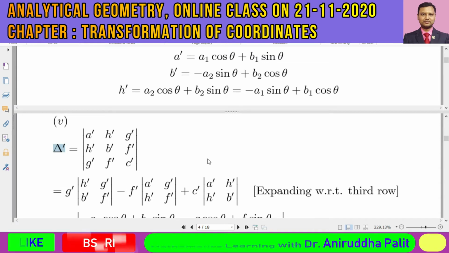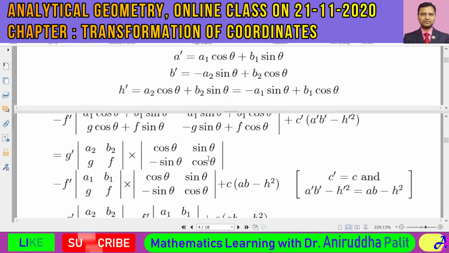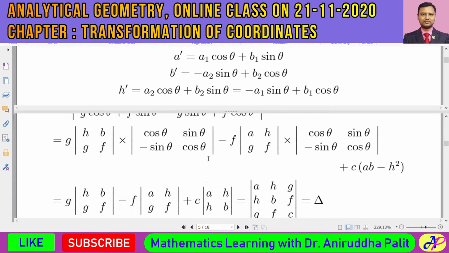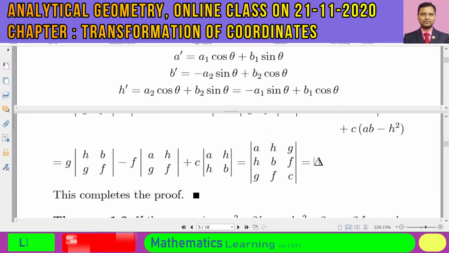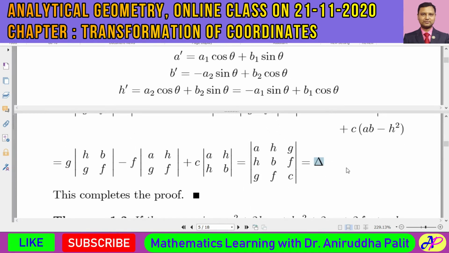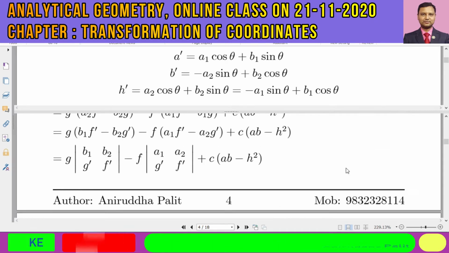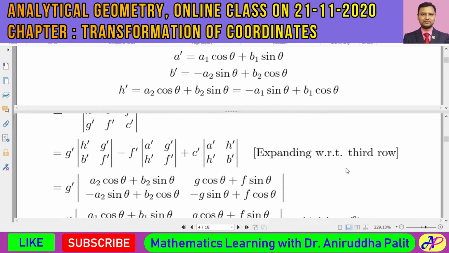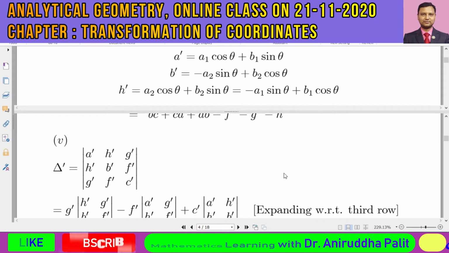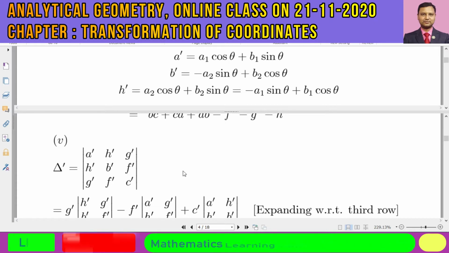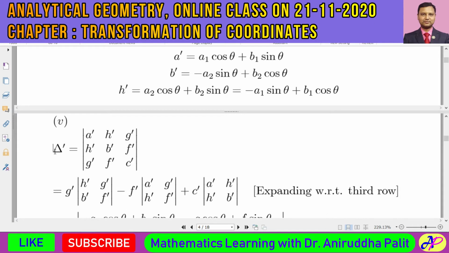That means delta prime must be equal to this quantity delta. The book I advised you, the book of Hoshan Chakraborty, in this book you wouldn't find the proof of this part. Okay, so over here we are starting with this delta prime.